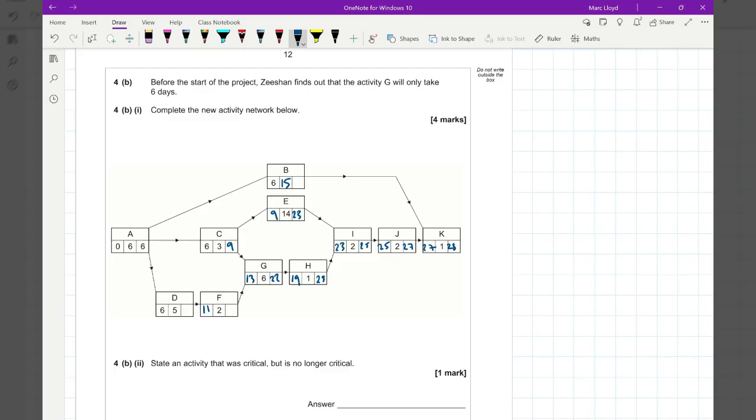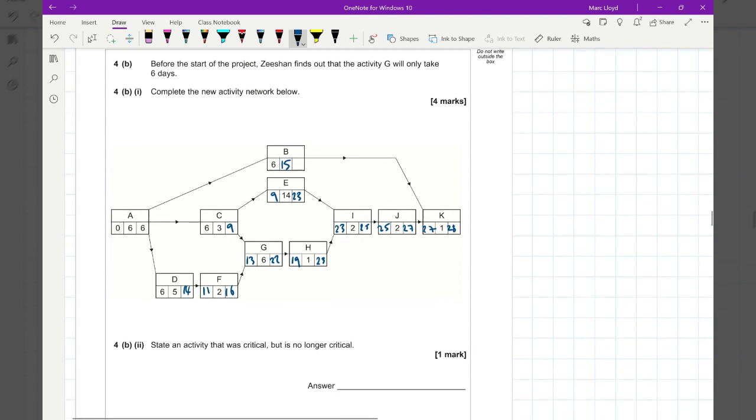Just having a little mind freeze there when I think about something. That is 16. And 16 will go into F. Can't go into C because we need it done by 9. If it's not done by 9, it pushes back E. 16 take away 2 is 14, which goes into D. So that is now amended.